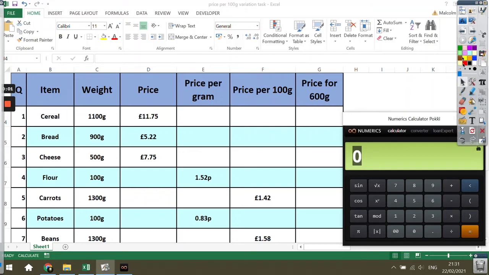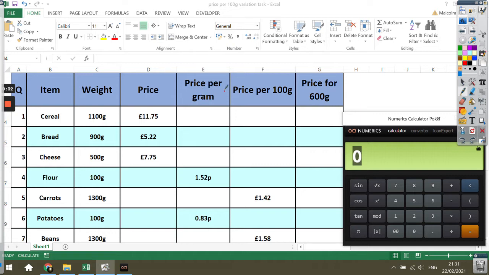So in this task, what we're going to be doing is looking at how to create an amount that's going to be comparable between two products, or maybe the same product but different weights, different prices. How can we compare those? The key thing to that is to be able to work out a price per gram, a price per 100 grams, and just a little bit of a challenge I've put in, can we work out what the price for 600 grams is? We'll talk about how we're going to get there in a second.